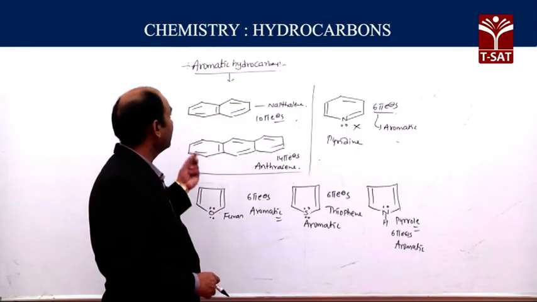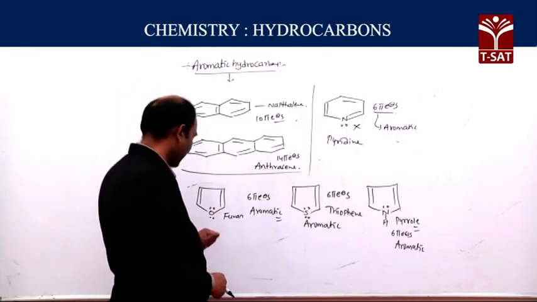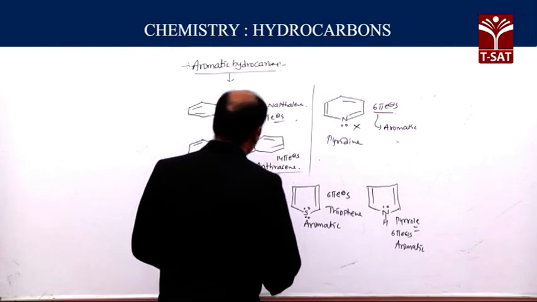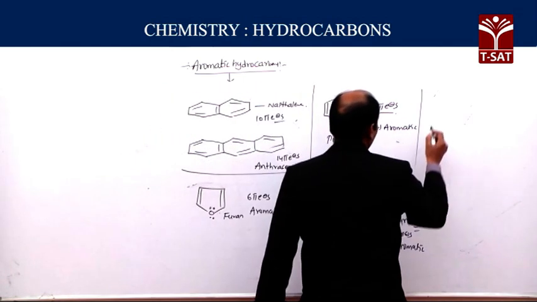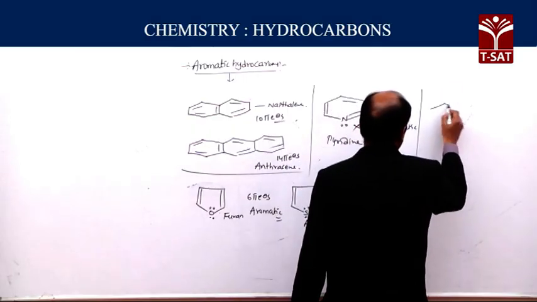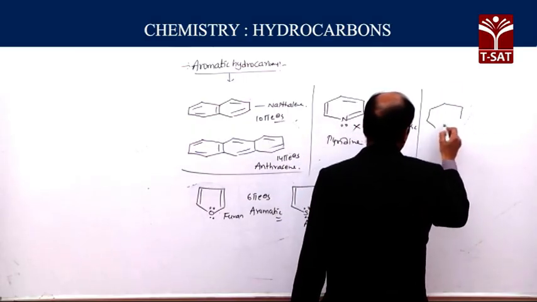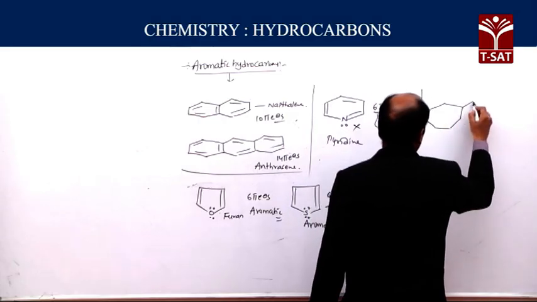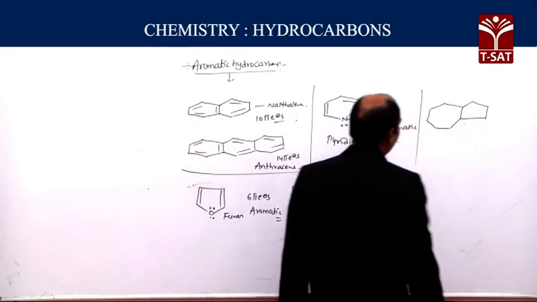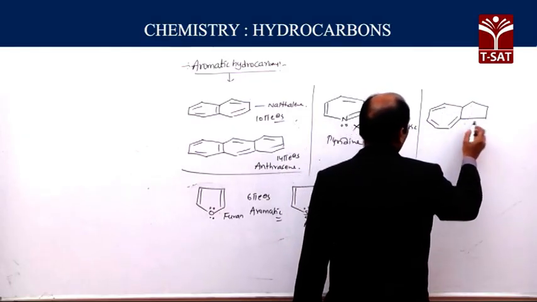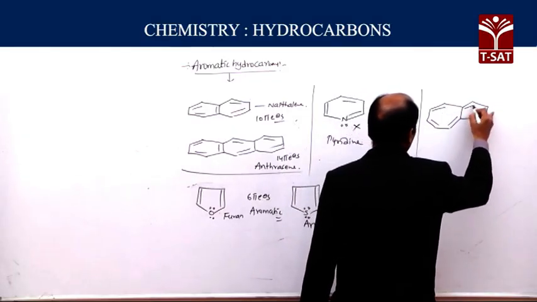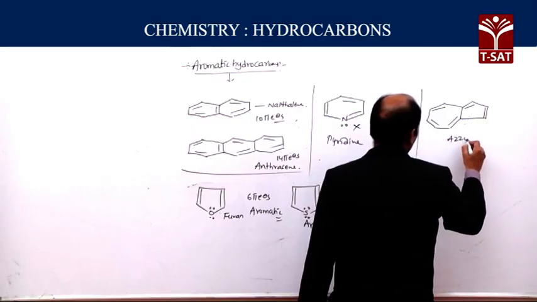These are aromatic heterocyclic examples. Now suppose you take this example, called azulene. Azulene is nothing but one ring that is 7-membered and another that is 5-membered. This is a double bond, and here this is a double bond, this is a double bond. This is called azulene.